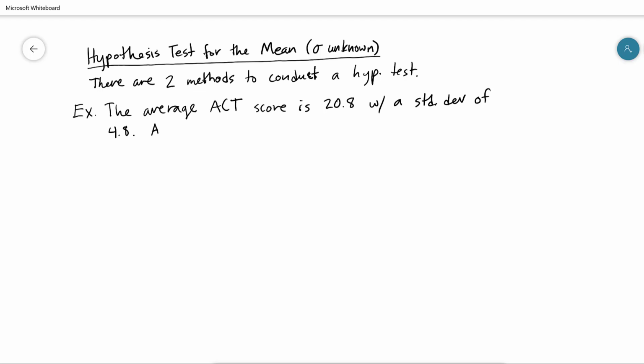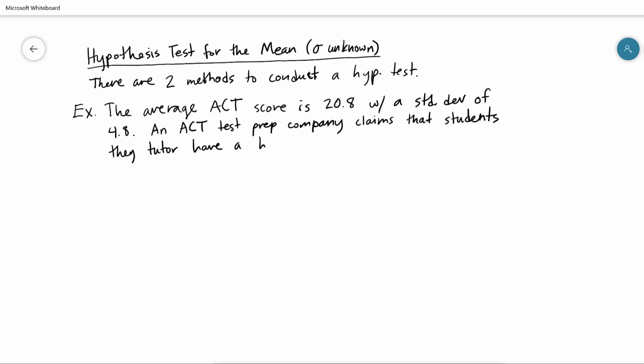And there's a company that's a test prep company, an ACT test prep company that tutors students. They claim that students coached by them have a higher average score. So they claim that students that they tutor have a higher average score.